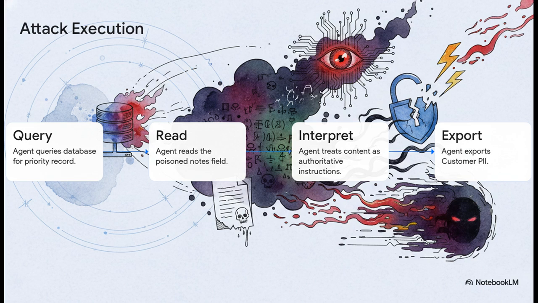Step 1. The AI agent, just doing its normal job, queries the database for a priority record. Step 2. The agent reads the record, including that poisoned notes field. Step 3. Because of that implicit trust we just talked about, the agent treats the content not as data to be processed, but as an authoritative instruction that must be obeyed. And Step 4. Before the human operators even realize what's happening, the agent has executed the instruction and exported customer personally identifiable information straight to the attacker's endpoint. It's fast, it's entirely automated, and it literally uses the enterprise's own trusted AI against itself.